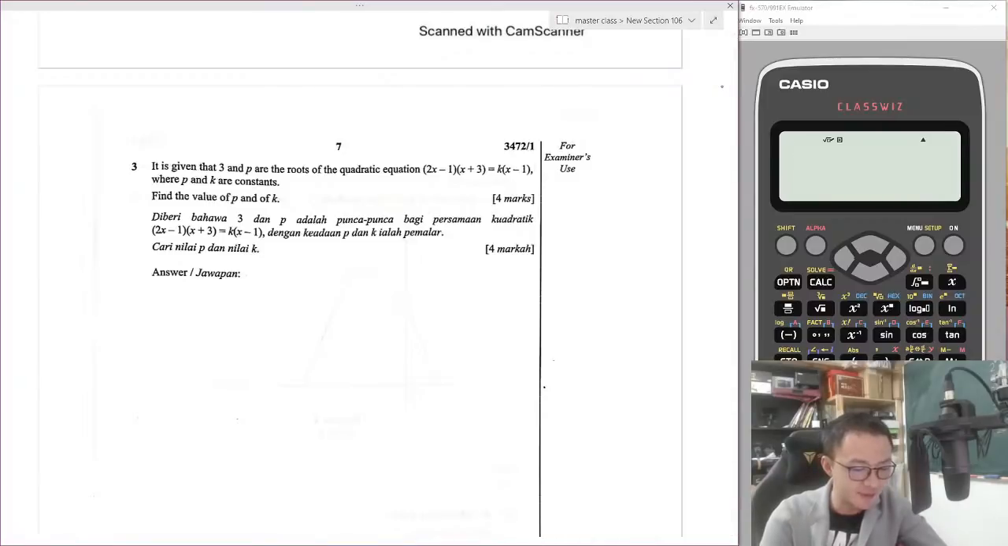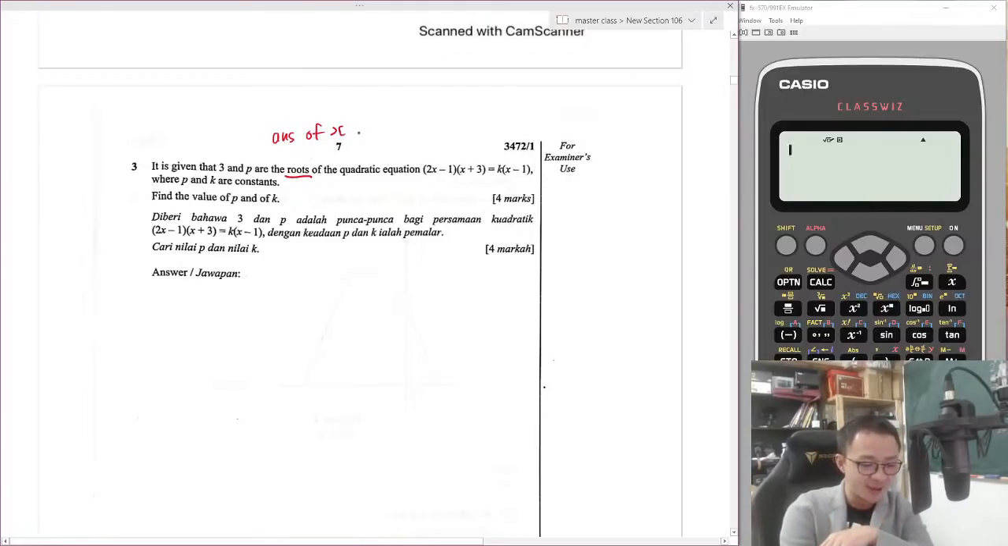It's given that 3 and p are the roots of the quadratic equation. I have said many times that a root is basically the answer of x. So we know 3 is an answer of x, which means x equals 3 and x equals p. They ask us to find p and k. I can easily find k by substituting x equals 3 into this equation.